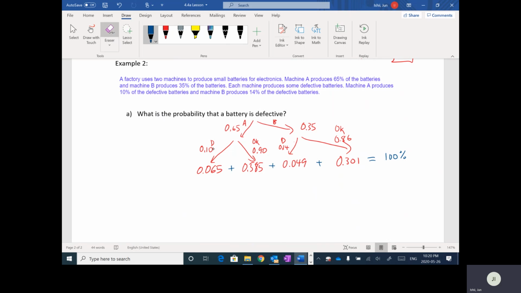But if it comes from machine A, it could be defective, it could be okay. It could come from machine B, it could be defective, it could be okay. Right, so these are the four possibilities. When we add these up, that's 100% of the chips.